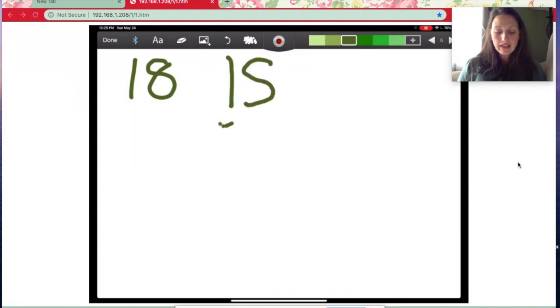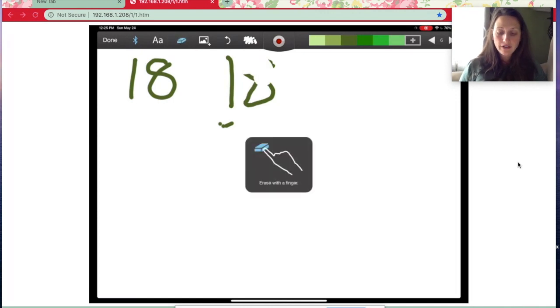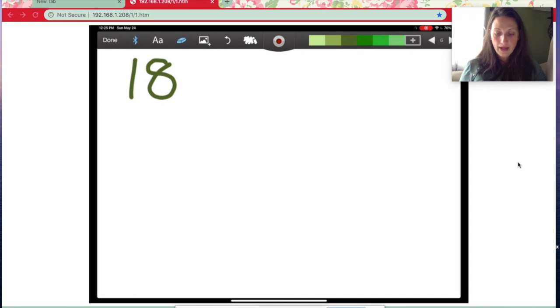It is 18. Practice writing that 8 carefully. We know how to make a 1. When we make the 8, we make an S and close the gate. Okay, there's our 18. Now, I only need 1, so I'm going to take 1 away.